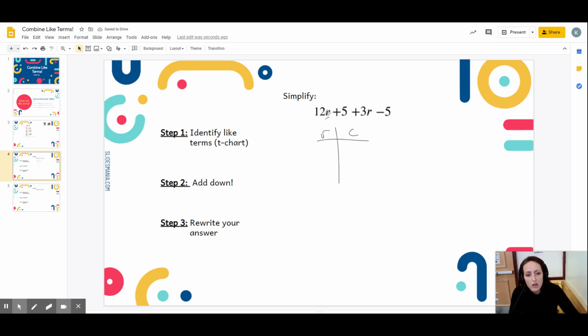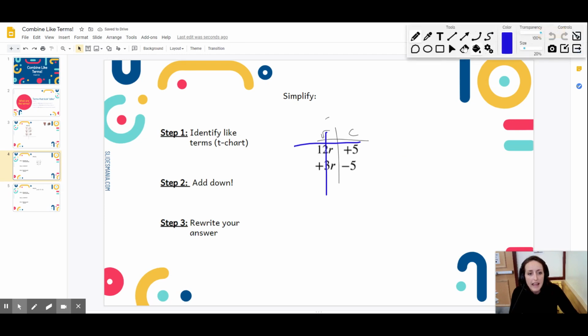So now I'm going to drag my r's to their proper place. So 12r plus 3r, and my constants belong with my constants. Now comes the combining like terms side. Step 2, add down. Now what that means is you're going to put a totaling line, and you're going to be adding the number on top to the number below and all the numbers in the column. So you have 12 plus a positive 3 gives you a positive 15r.